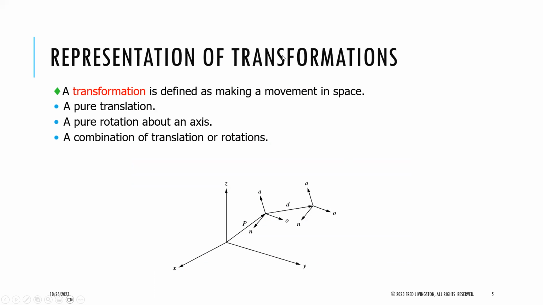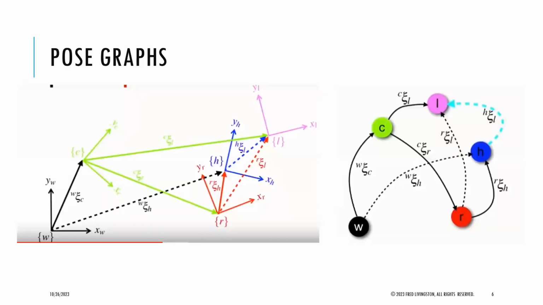So the transformation is just a position offset. We're going to use 3D space, so it's an XYZ offset, which is a vector. And then there's some kind of 3D rotation: a rotation about Z, or rotation about X, or rotation about Y. And adding the position and orientation together makes a homogeneous transformation matrix here.